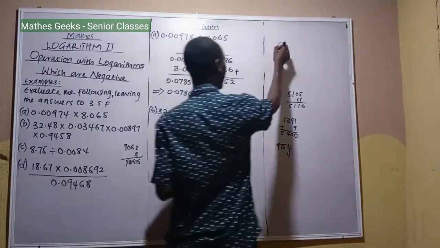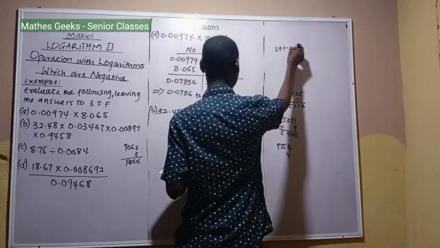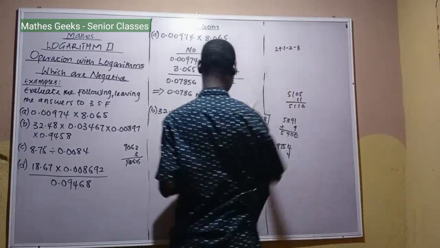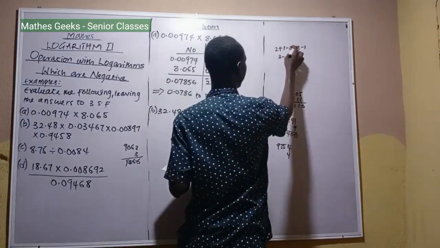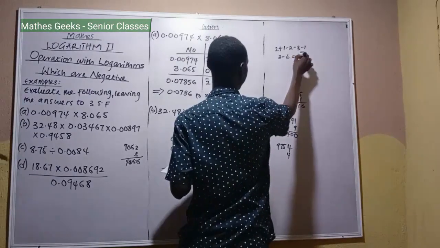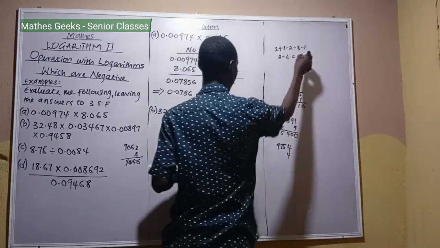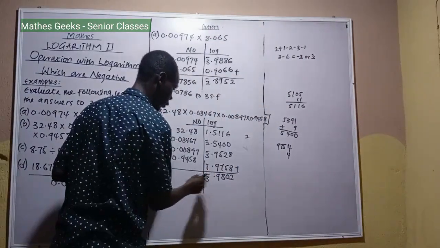Okay, so now 2 plus bar 1 plus bar 2 plus bar 3 and bar 1. So this will give us 2 plus 1, 3. Minus 2 minus 3 is minus 5. Minus 5 minus 1 will give us minus 6. So 3 minus 6 gives us minus 3, which can also be written as bar 3. So here is now bar 3.